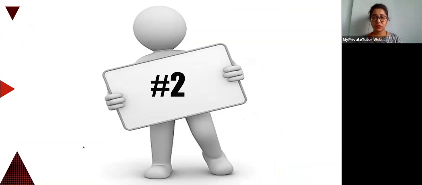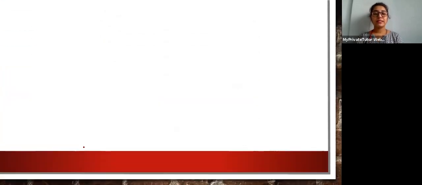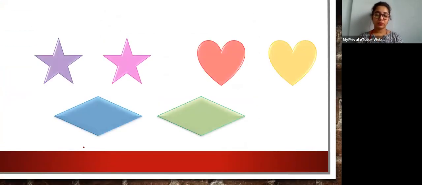So here we are done with the first part of the session, that is #1. #1 was all about types of triangles, and we're done with the questions as well. Now let's jump into the second part of the session, that is #2. Now let's see what we have in #2. Here you can see stars and hearts and diamonds. Now what is the purpose of having those? I'll tell you what that is.